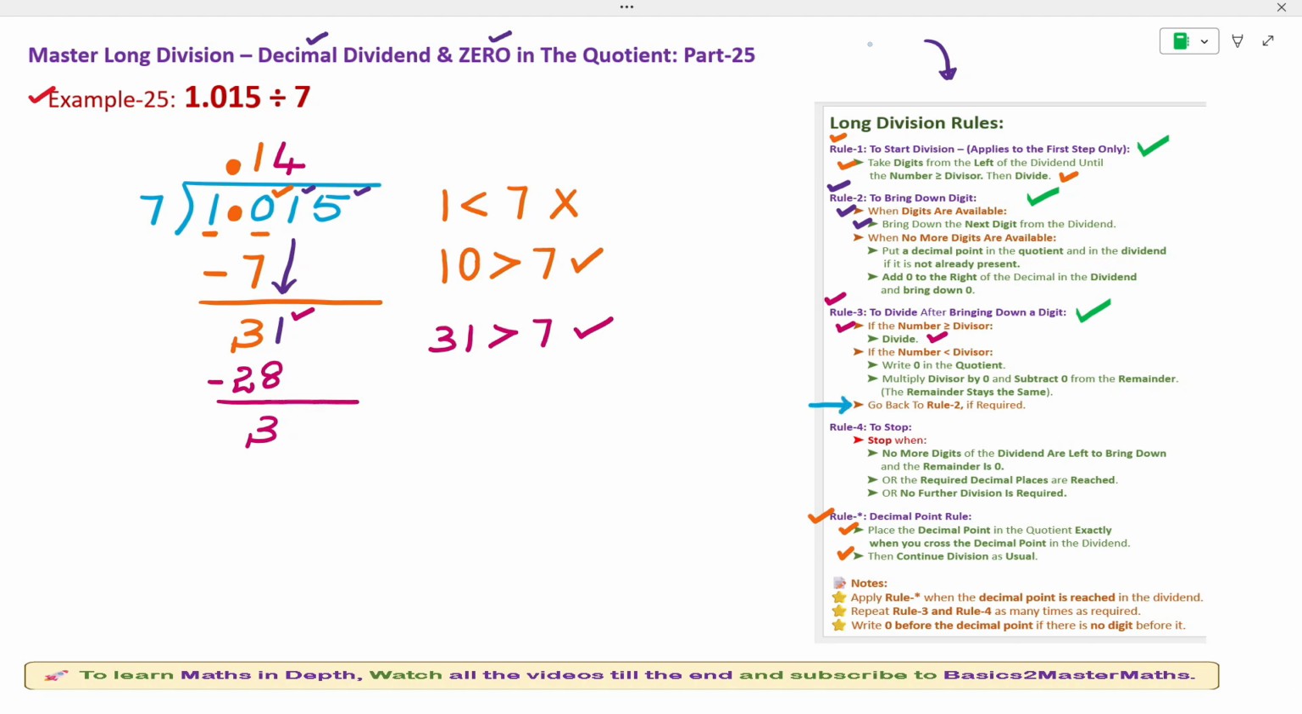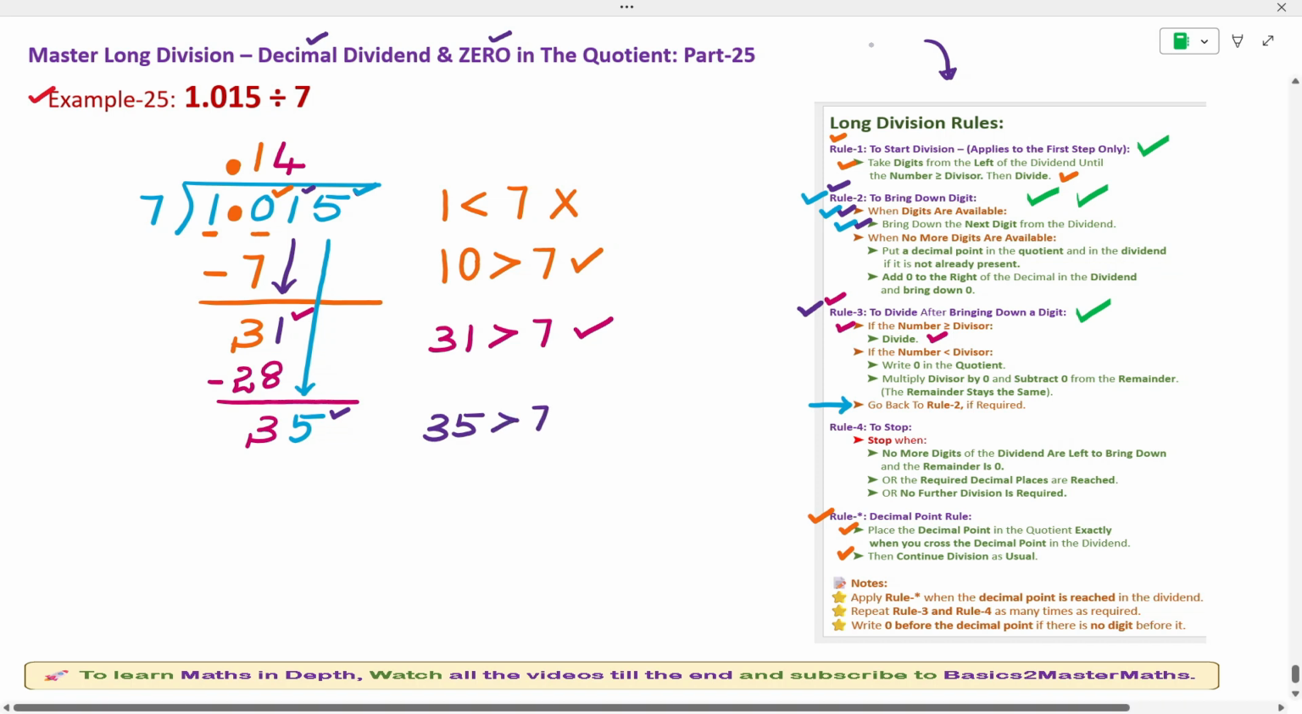Let us go back and apply rule 2 again. When digits are available, bring down the next digit from the dividend. In this case, since the digit is available, bring down the next digit 5. Now, rule 2 is complete for the second time. Let us apply rule 3 again. Observe, now the number is 35, which is greater than the divisor 7.